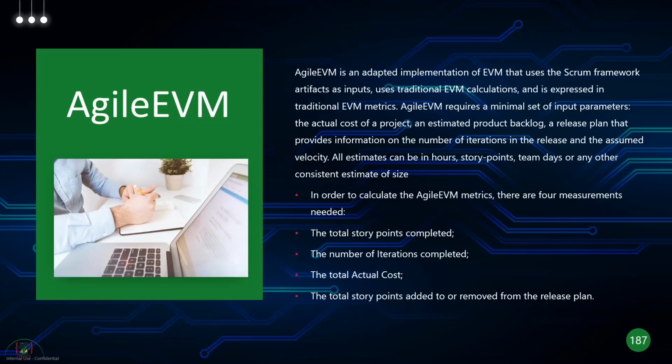So it's an adapted implementation of EVM that a Scrum framework is going to use. And you will have artifacts as inputs. And you'll use the regular, traditional EVM calculations. And it's going to be expressed in EVM metrics. So Agile EVM is going to use a minimum set of input parameters, like the actual cost of a project, estimated product backlog, a release plan, the number of iterations in a release, and assumed velocity. These things will go in as an input and you can calculate your EVM.